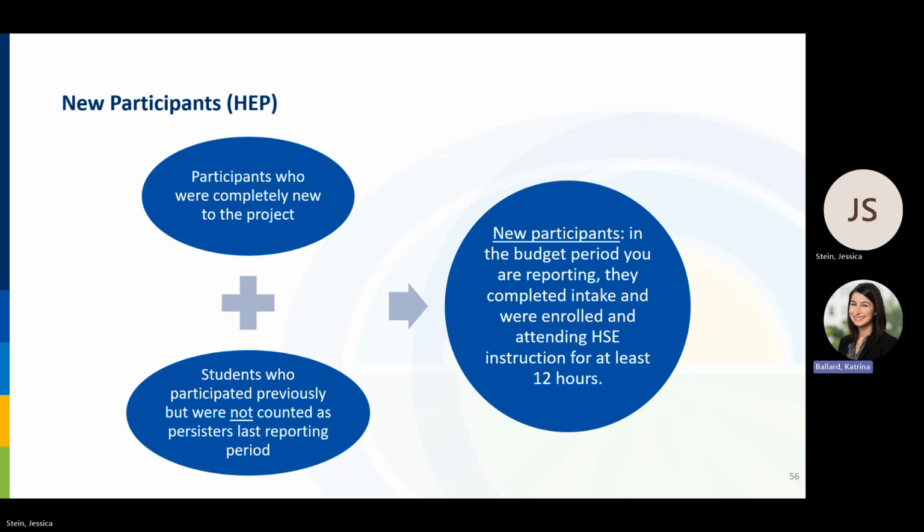So students who participated in HEP services during budget periods other than the immediately previous budget period are also considered new participants. If these students didn't re-enroll for the reporting period before the last APR due date in time to be counted as persisters, you would report them as new participants, not returning participants.